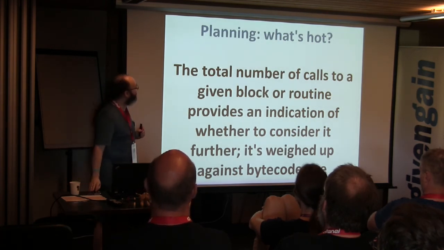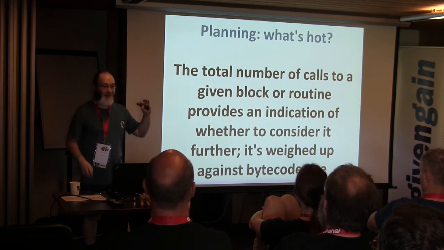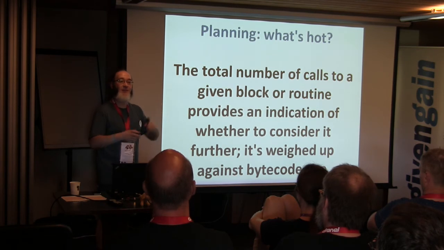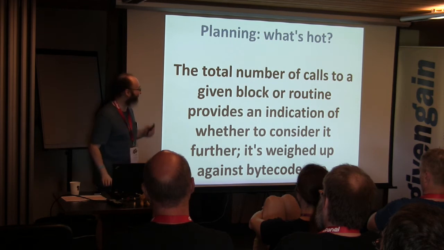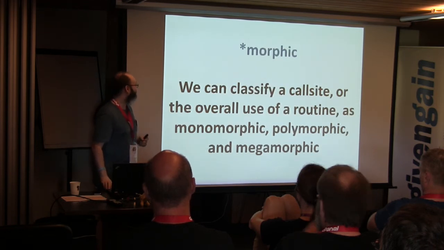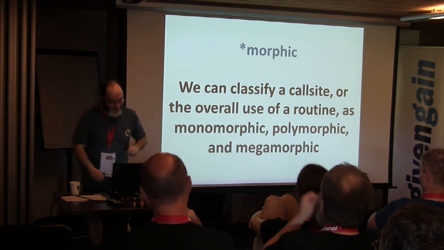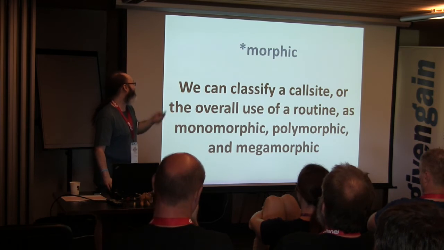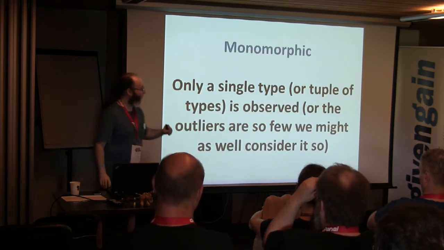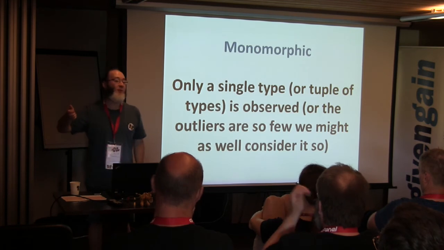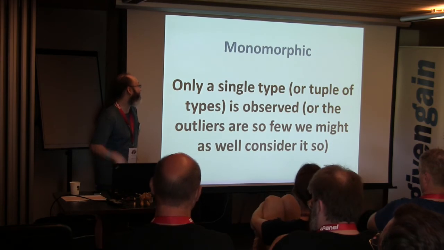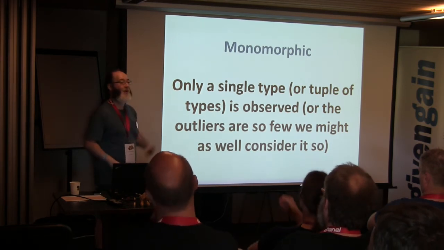We look at the total number of calls, and that tells us whether this is an interesting thing to spend time on. We look at how big the bytecode is, because the bigger it is, the more time we have to spend on it, and we have a weighting based on that. And then we consider how morphic things are. What I mean by morphic is whether it's monomorphic, polymorphic, or megamorphic. Monomorphic means we only ever see a single type show up. That's the mono. This is pretty nice, because we're pretty sure that it's always going to be that. We allow a couple of outliers as well.